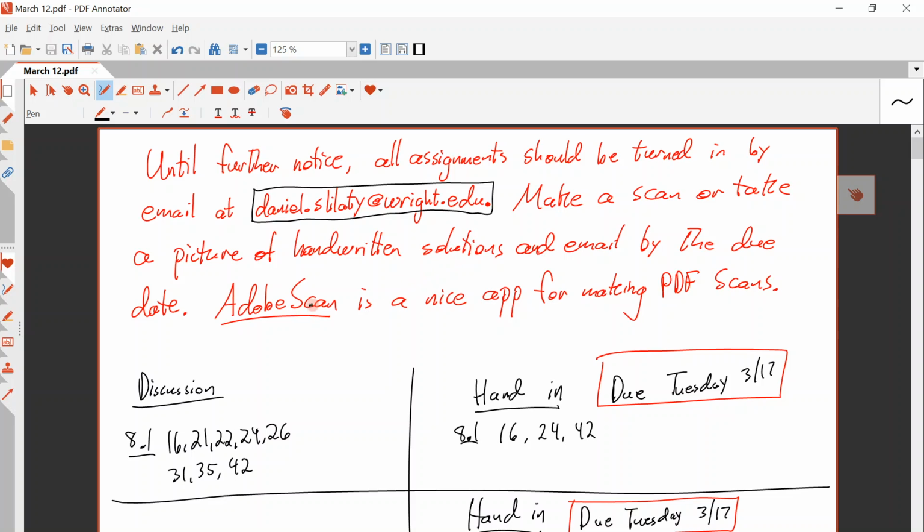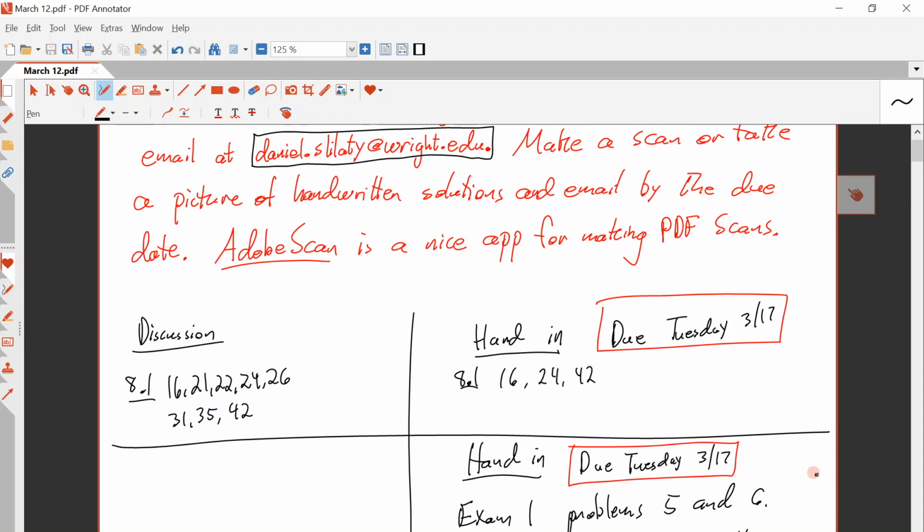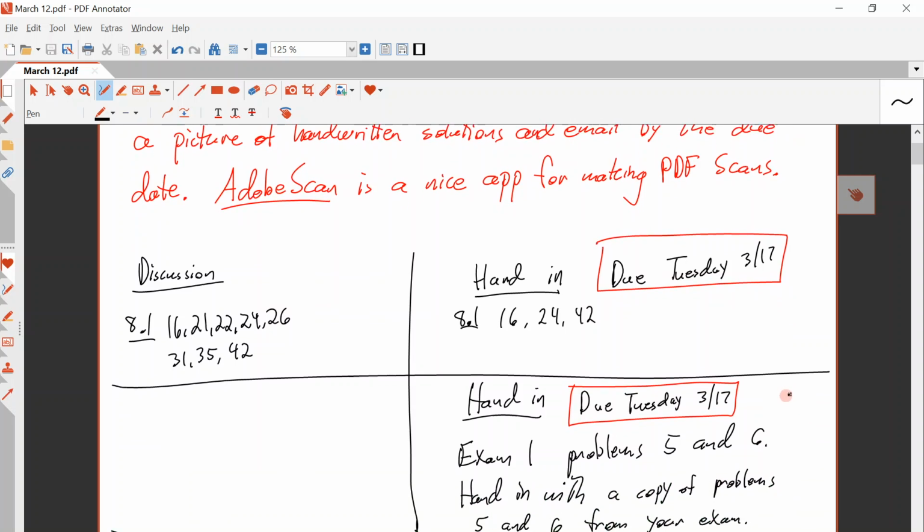Adobe Scan is a very nice free application that's available for making PDF scans like that. It's in the Google Play Store. It's also probably in the Apple Store. I couldn't imagine it's not. If you're having any trouble with that, get a hold of me if you have any issues, okay? But it's pretty self-explanatory and it works really well. As long as you have some decent lighting, you can just make a scan of your assignment and it'll put it all in one PDF file, and you can just email that to me.